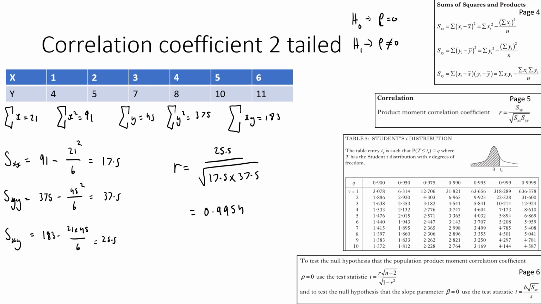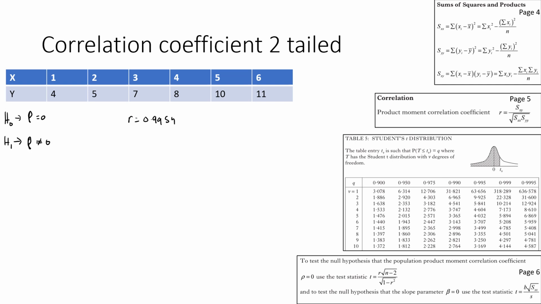This is a bit cluttered, so we'll move on to the next slide. Let's now calculate the test statistic. So we have all our values. We just need to use the formula. So t is equal to r, 0.9954, times the square root of n minus 2. So our n is our sample size, so n is equal to 6 here. 6 minus 2, over the square root of 1 minus r squared, so 0.9954 all squared. And that gives us 20.78.